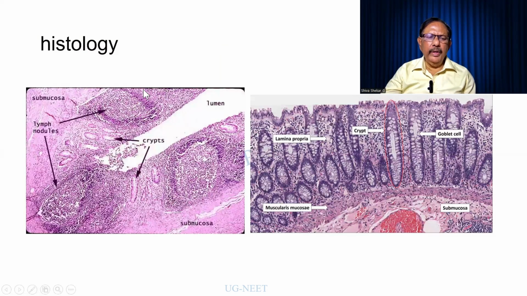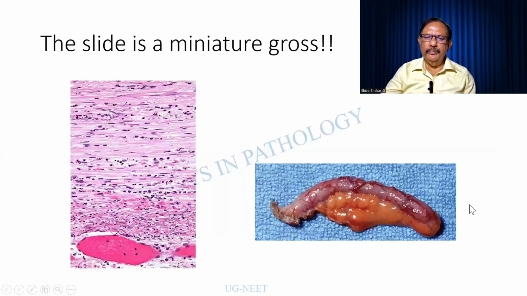This is a higher magnification showing the lymphoid follicles and the crypts. And this is again a beautiful diagram. Concentrate on the crypts alone, lined by the goblet cells. The muscularis mucosa is shown over here. The slide is supposed to be a miniature of the gross.